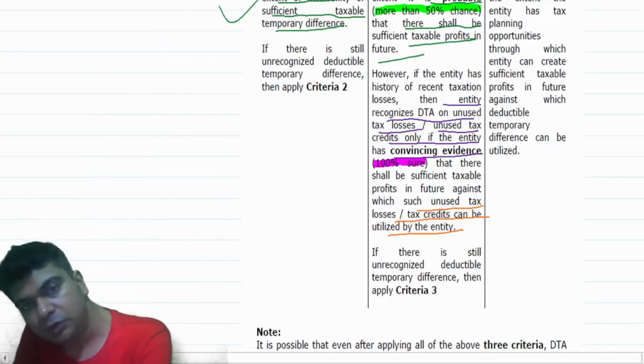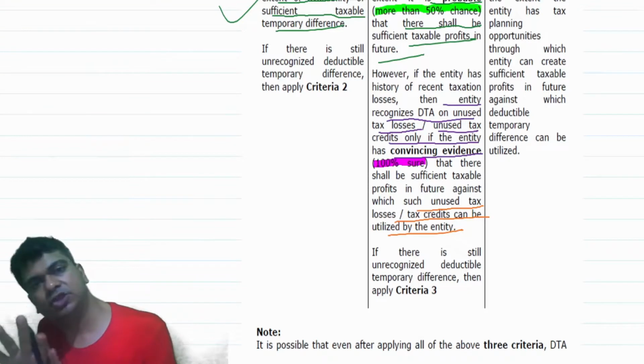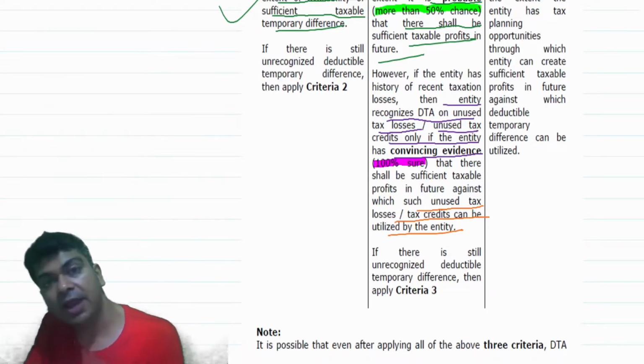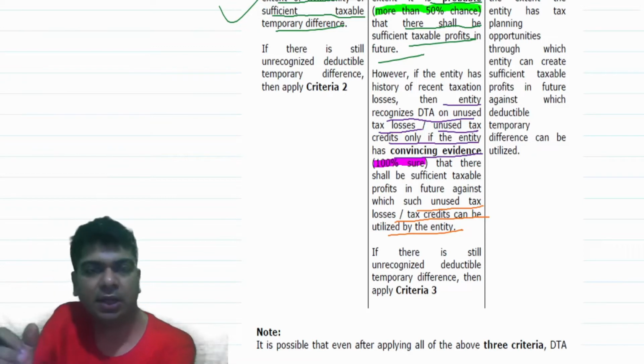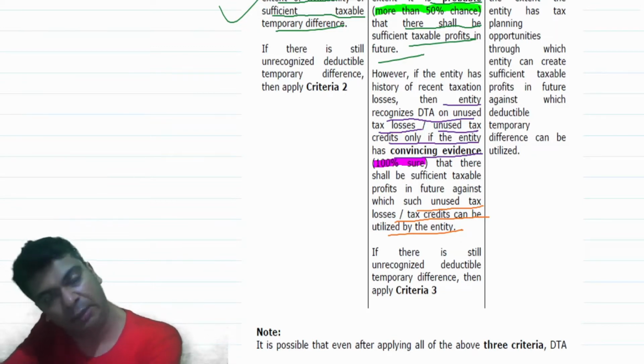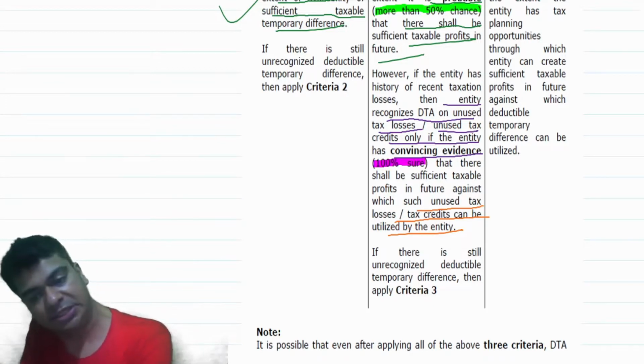So what will happen is you will have sufficient taxable income in future. I will set off my taxation loss, which I am carrying forward. And after that set off, there is now again taxable income. And because there is taxable income, because of that deductible temporary difference, I can save tax. So you can now recognize the DTA.